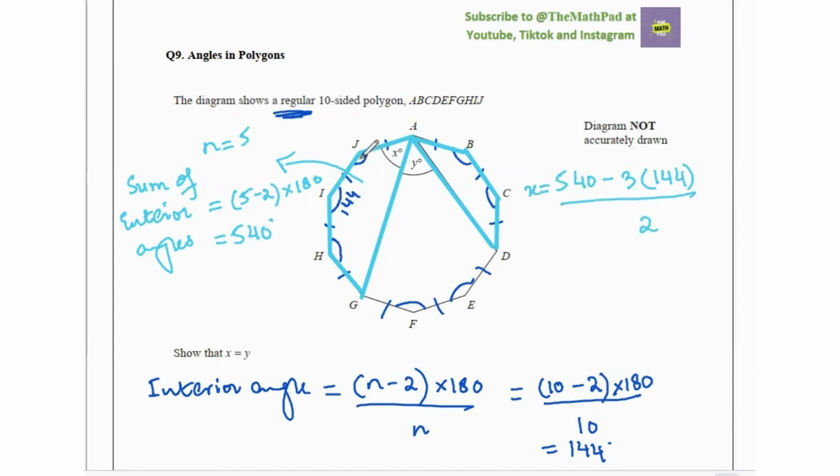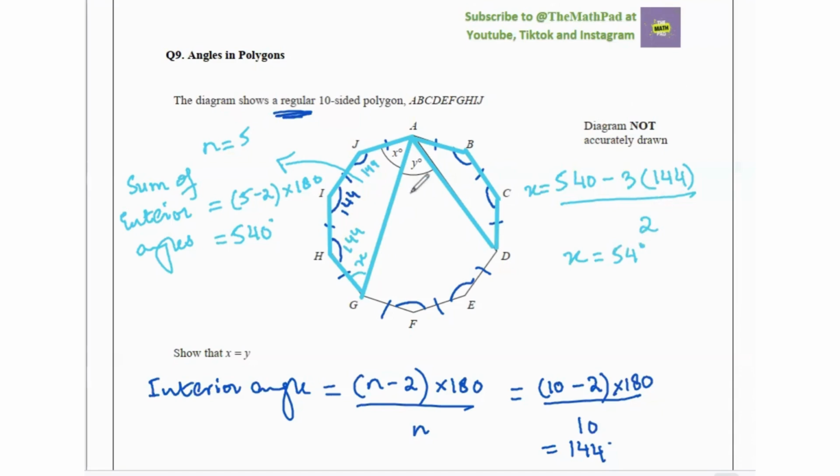Once again, angle J, angle I, angle H, all three are 144. Since the sum of interior angles for this polygon is 540, I'm subtracting the three 144s from 540 to get the sum of these two angles. They're both x, and then I divide it by 2 to find the value of x. So 540 minus 432, then we divide that by 2, that gives me x as 54 degrees.